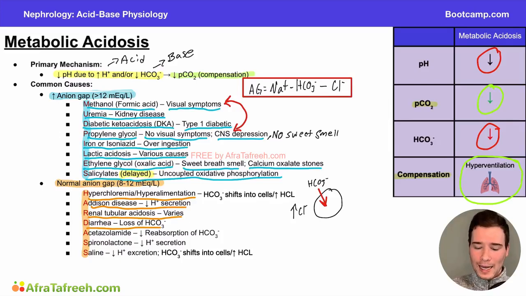Next, we have a couple medications that we need to know about. So acetazolamide can cause a decreased reabsorption of bicarbonate based on its mechanism. Again, a similar thing here is that if we decrease our bicarb levels, this is a way we can get metabolic acidosis. We will also talk about this in the pharmacology section.